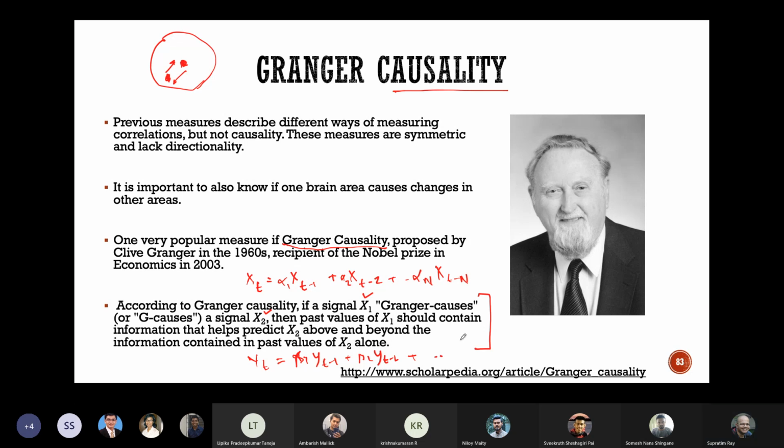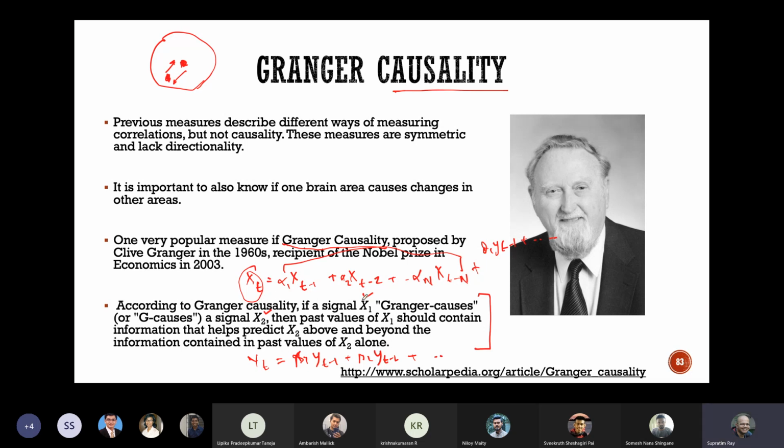And that's all fine. However, if giving past values of y improves my prediction of x, so if I also include past values of, let's say, y here, and it makes the prediction of x better, that means y has some causal influence on x, because providing the past values of y is improving my prediction of x beyond what I can get by using the previous values of x alone. Then y will Granger cause x.